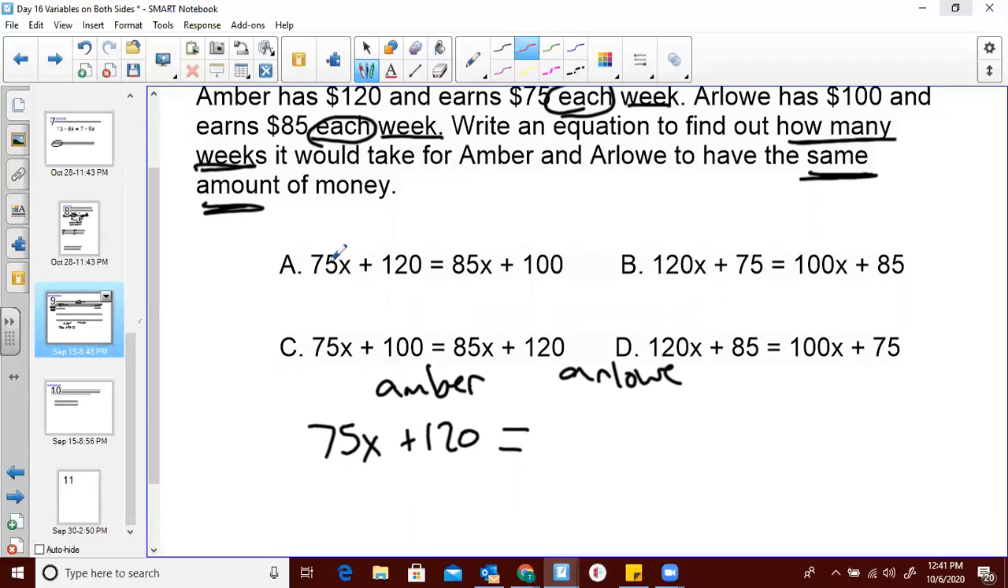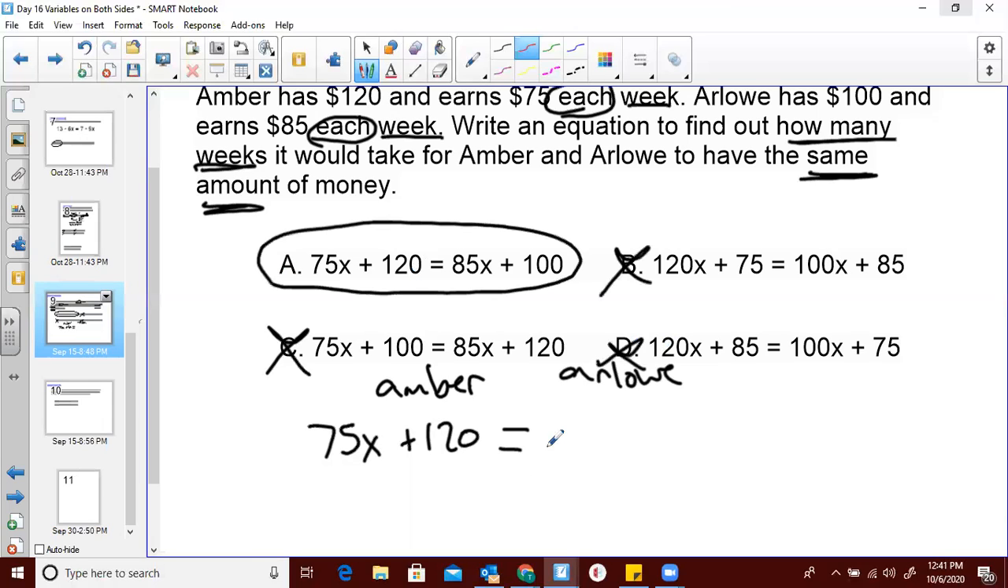So I can look at my equations now. 75x, 120. That's 100. That's way off. So my answer is going to be A. And I did that with only doing half the problem. But just to double check, I'm going to go ahead and put Arlo in.